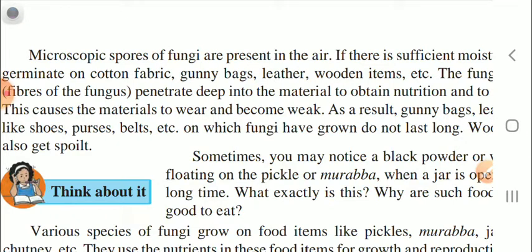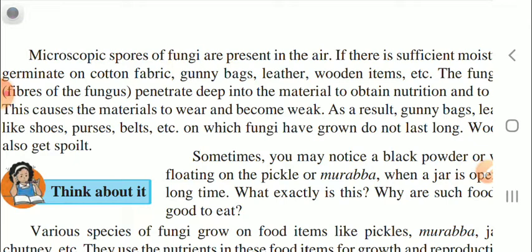Now, microscopic spores of fungi are present in the air, and because they are very minute, they are present in the air. If there is sufficient moisture, spores germinate on the cotton fabric or the gunny bags or the leather or wooden articles, etc. And this fungal hyphae, what is hyphae, children? The fibers of the fungus are called the hyphae, that penetrate deep into the material on which they are growing or they want to grow.